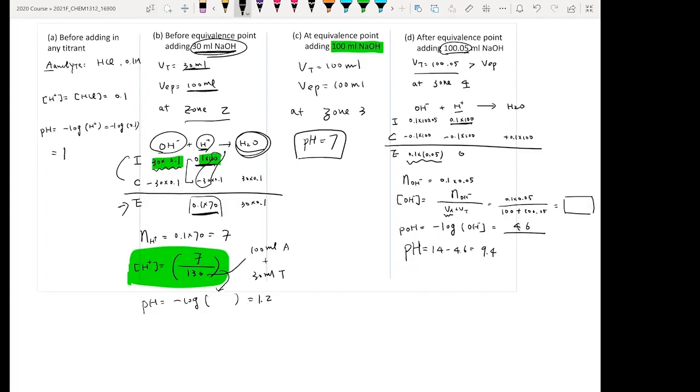So you know, before you add in any titrant, you have a pH of 1, right? Add in 30 mL, you go from 1 to 1.2. So you can see the increase is not a lot. But once you add in 100, the pH jumps to 7. It goes slowly in the beginning, but when you're close to your equivalence point, you're going to see a huge jump in your pH. And then after that, you just add in 0.05 mL more, so you go from 7 to 9.4. So you can see the pH is going to change like crazy around your equivalence point.